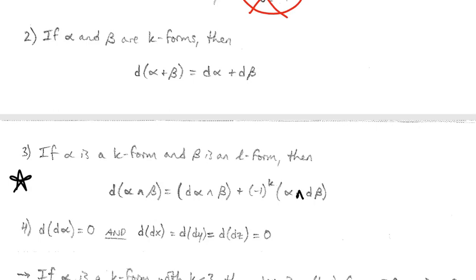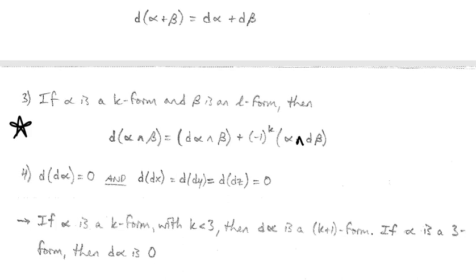And for the fourth property, the derivative of the derivative of a differential form is always equal to 0. And specifically in terms of our basic 1 forms, dx, dy, and dz, if you take the derivative of each of these on their own, you will just get 0.